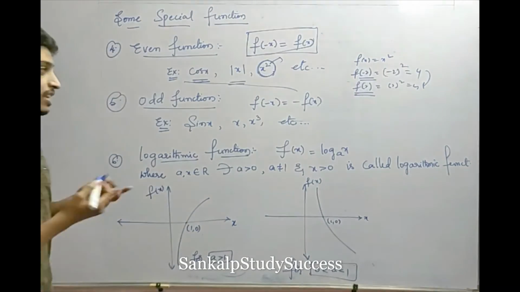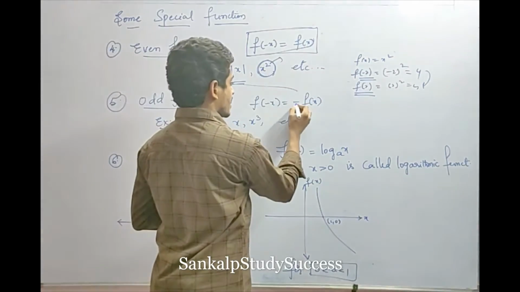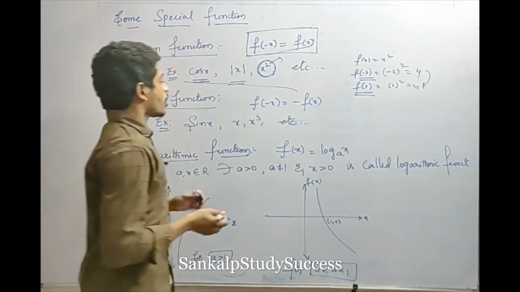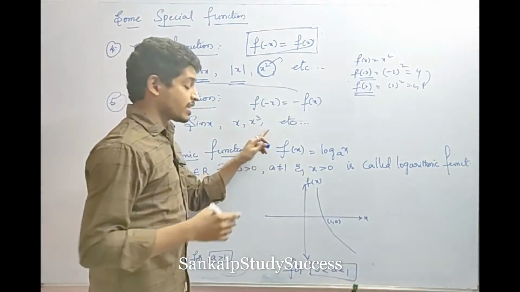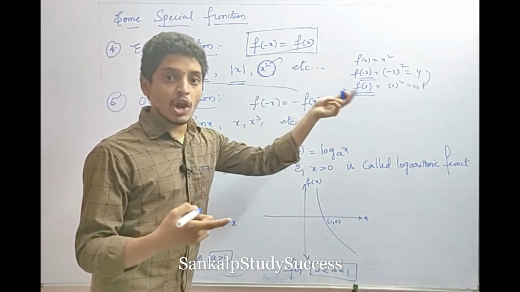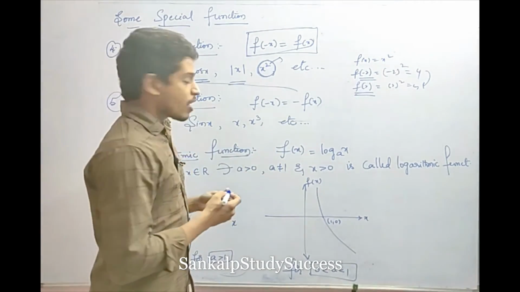And odd functions: if it is not equal to f of x and it is equal to minus f of x, it is called an odd function. For example, sine is an odd function, and x power 1, x power 3, x power 5, x power 7, x power 9, odd powers of x are nothing but odd functions, right, friends?